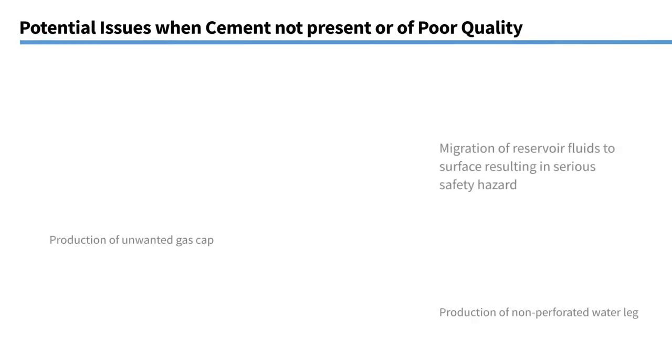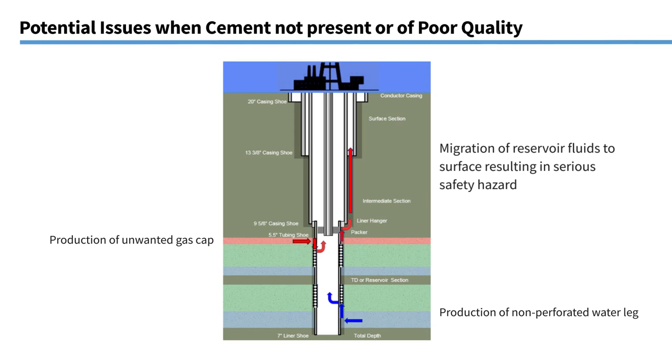If we had a poor cement job or no cement at all, we could have a situation like this. We've maybe perforated two oil bearing zones, but we actually also start producing gas, which could migrate down the annulus, or maybe water. We haven't actually perforated the water leg, but because there's no barrier there, we start seeing water production travelling through the annulus.